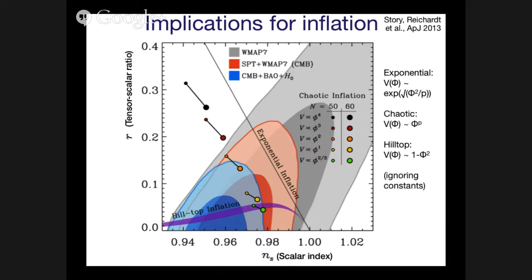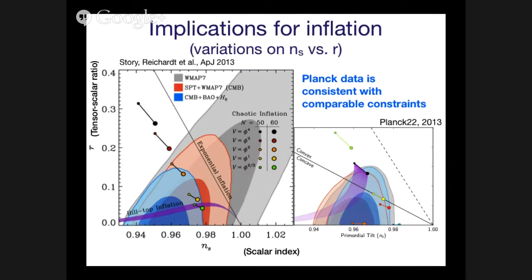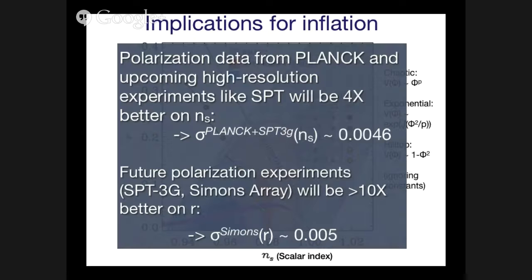To start to look into the small field inflation models, we'll have to move forward to CMB polarization. Before I get there, I'll just note that Planck data, as I mentioned, is consistent in the allowed parameter ranges, the density and r, and with consistent error bars with their data sets. To improve upon these plots, we're looking forward to polarization. We can improve the x-axis, the constraint on the slope n sub s, by about a factor of 4 from a combination of Planck plus SPT3G.